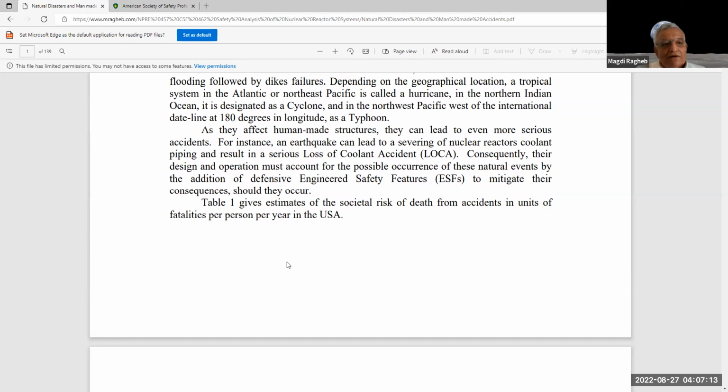As they affect human structures, they can lead to even more serious accidents. So the flooding now gets compounded by total destruction. The example that we can use right here is the earthquake leading to the tsunami in Japan and affecting the flooding. A new type of accident that was not considered earlier, of flooding of the nuclear power plant and then causing it to melt, a core meltdown.